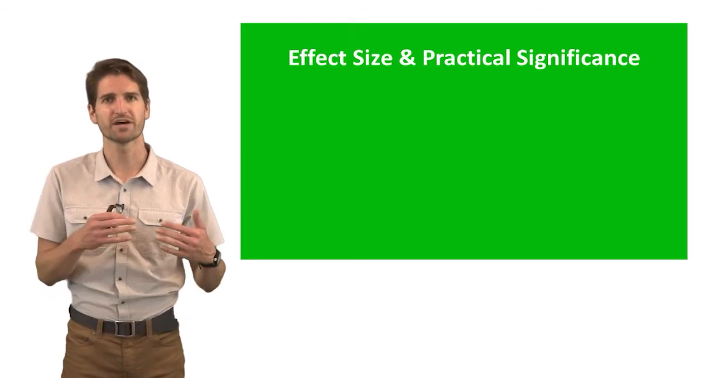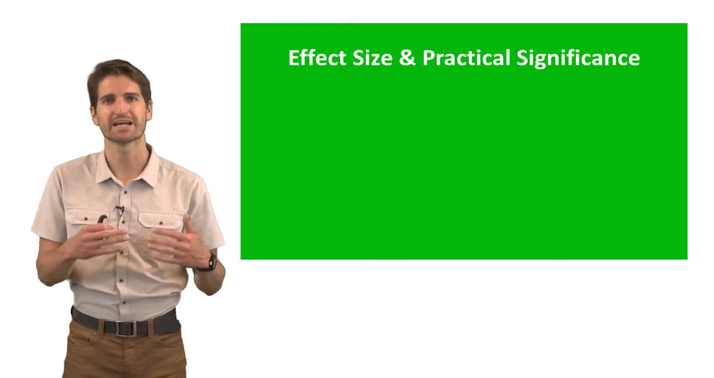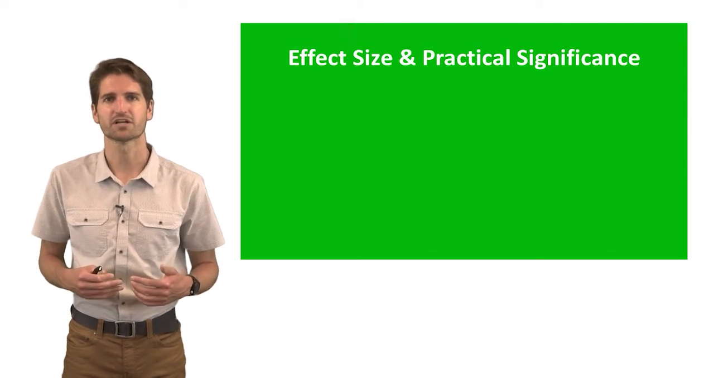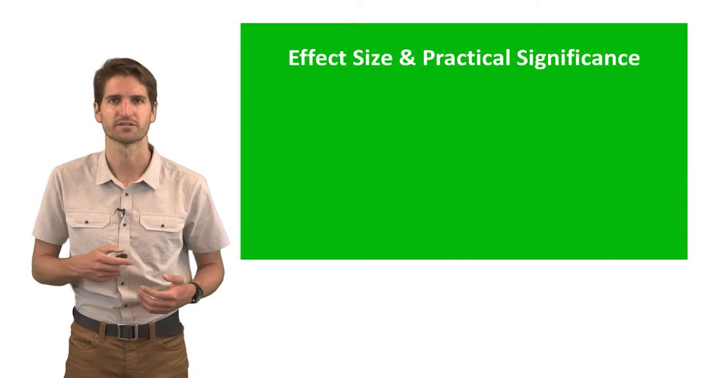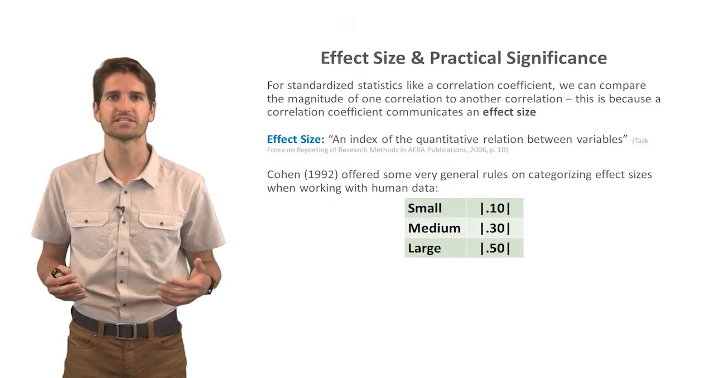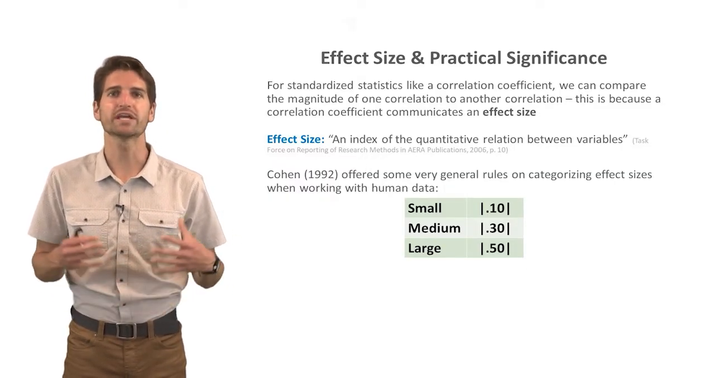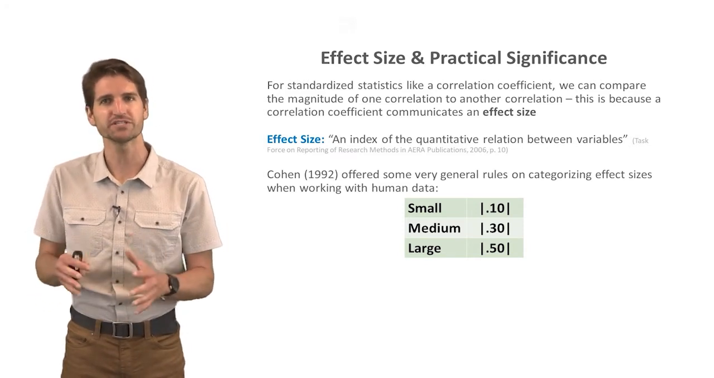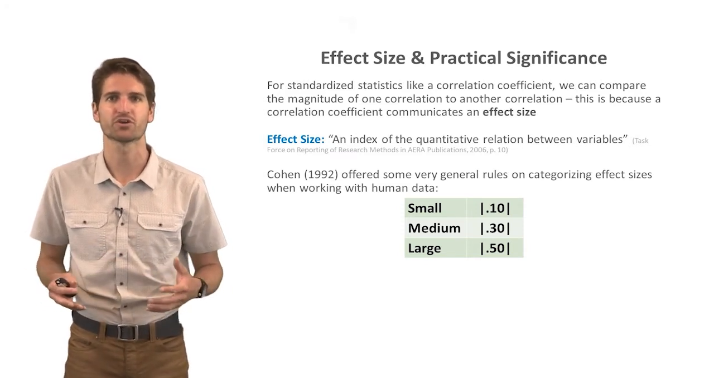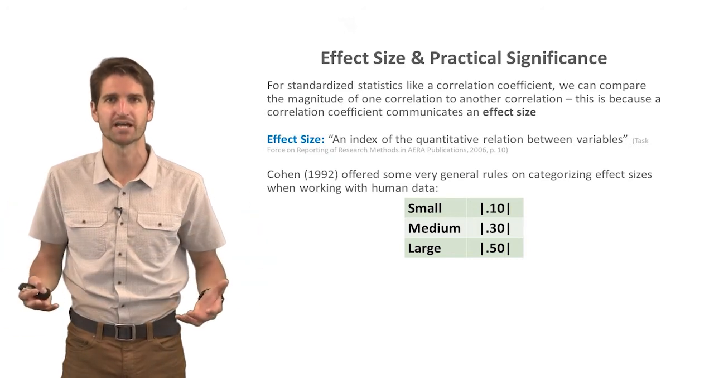Okay, so we've talked about statistical significance as well as magnitude and sign. Let's now talk about effect size and practical significance in the context of a correlation. For standardized statistics like a correlation coefficient, we can compare the magnitude of one correlation to another correlation, and the reason we can do this is because a correlation coefficient communicates an effect size.